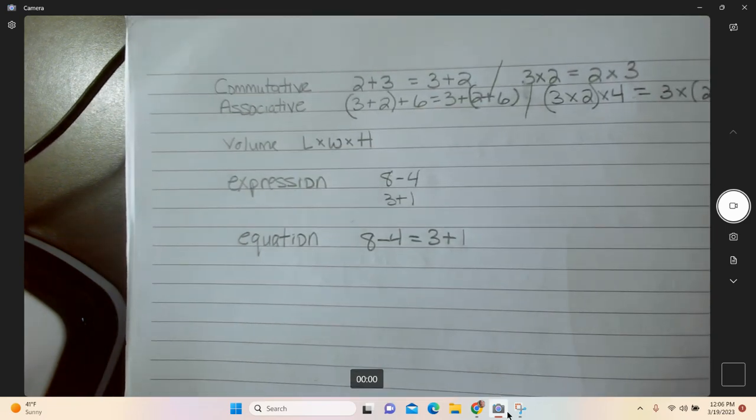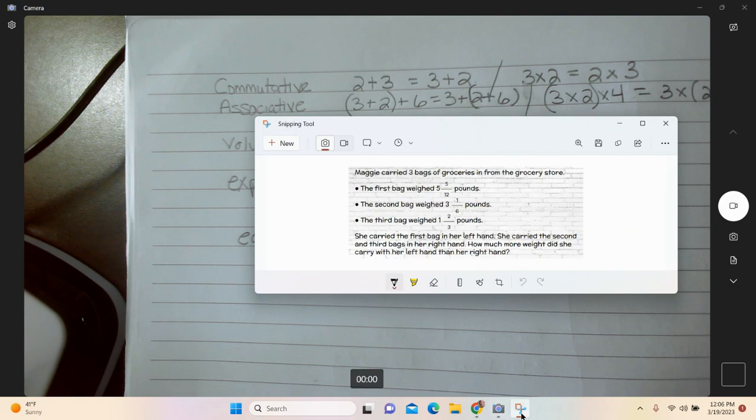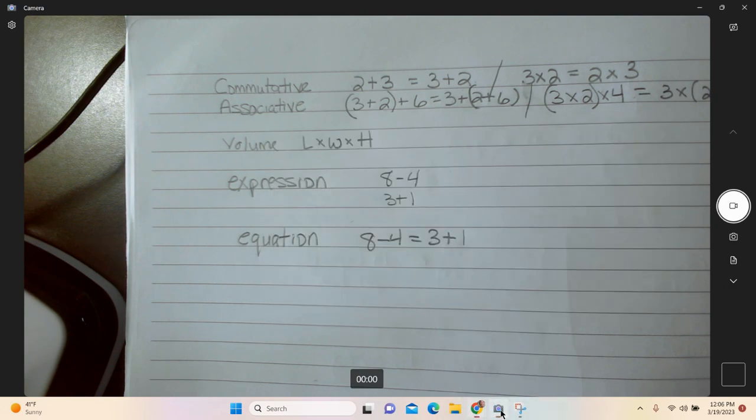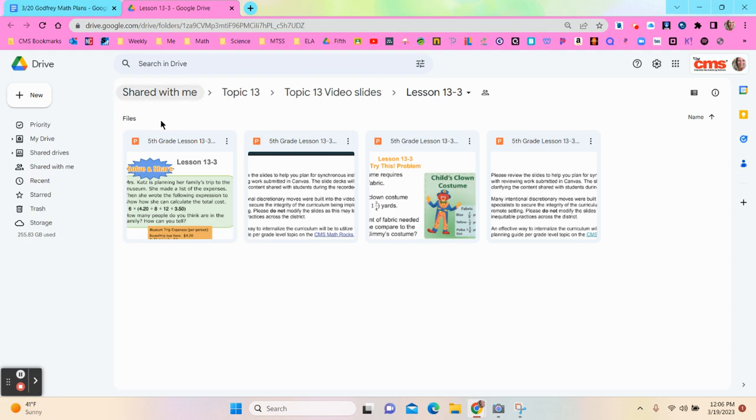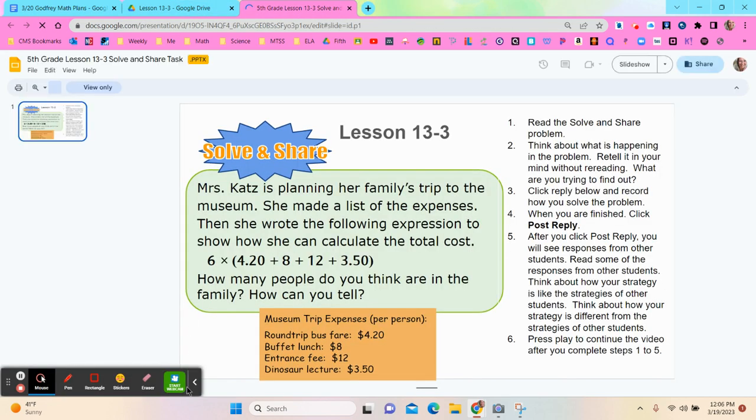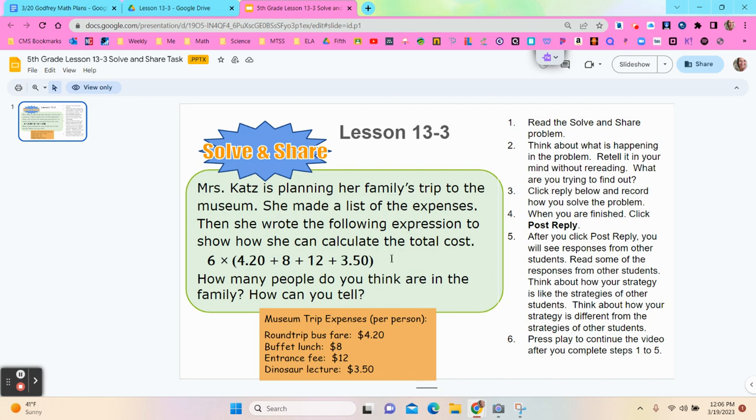All right, now let's move into our practice problems for today. Let's open up the Solve and Share and take a peek at it. It says, Mrs. Katz is planning for her family's trip to the museum. She made a list of the expenses. Then she wrote the following expression to show how she can calculate the total cost: 6 times, in parentheses, $4.20 plus $8 plus $12 plus $3.50.